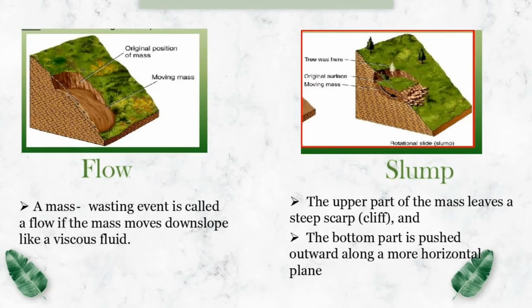Flow. A mass wasting event is called a flow if the mass moves downslope like a viscous fluid. Slump. A slump is the result of a downward movement of the upper part of the mass, leaving a steep scarp or a cliff, and pushing outward of the lower section of the mass along a more horizontal plane.